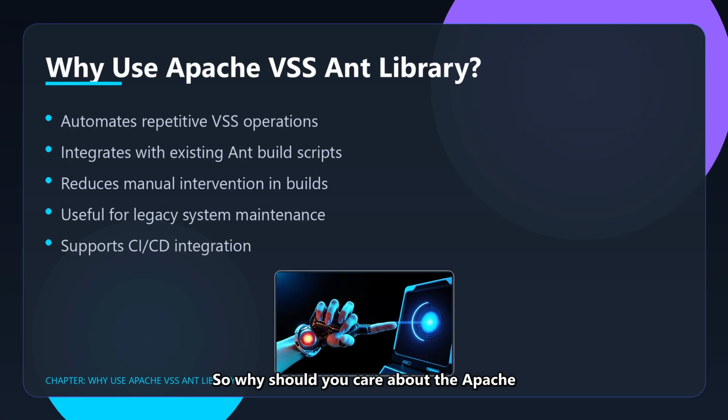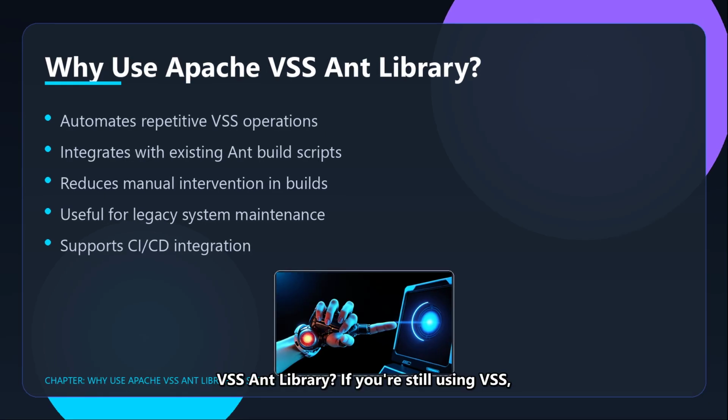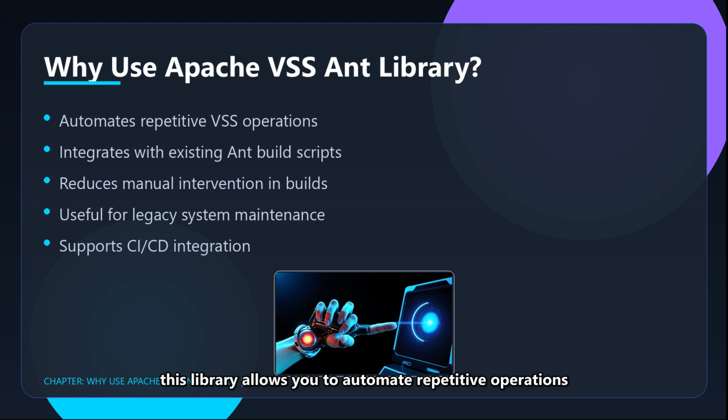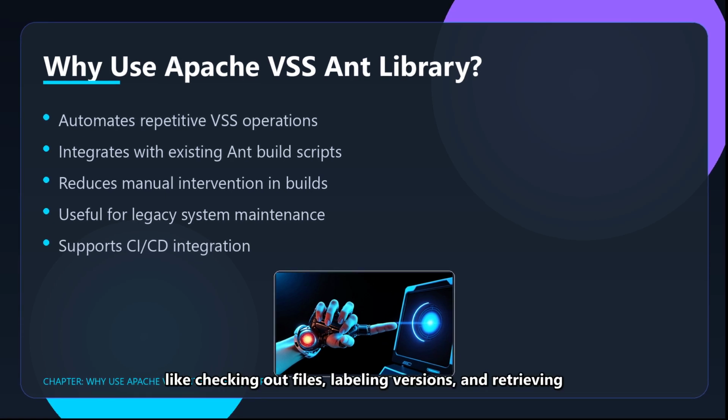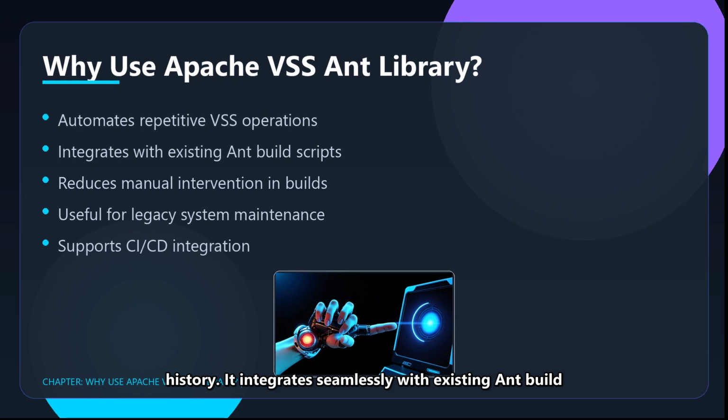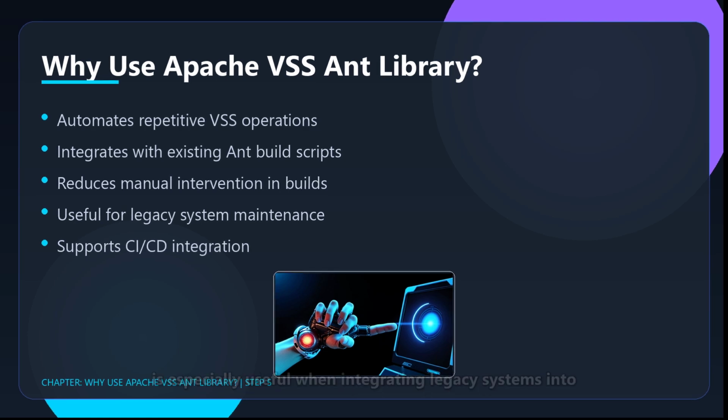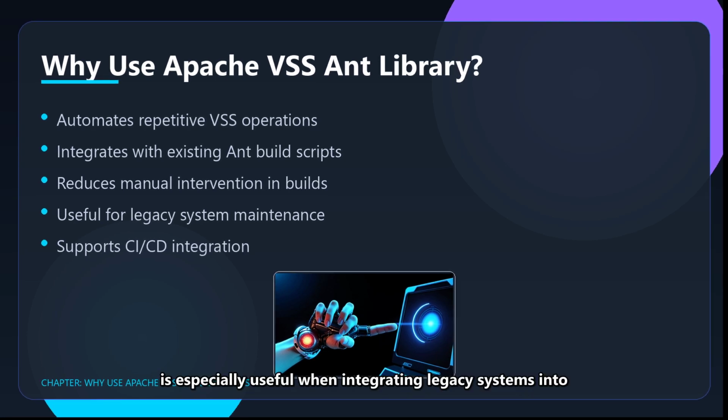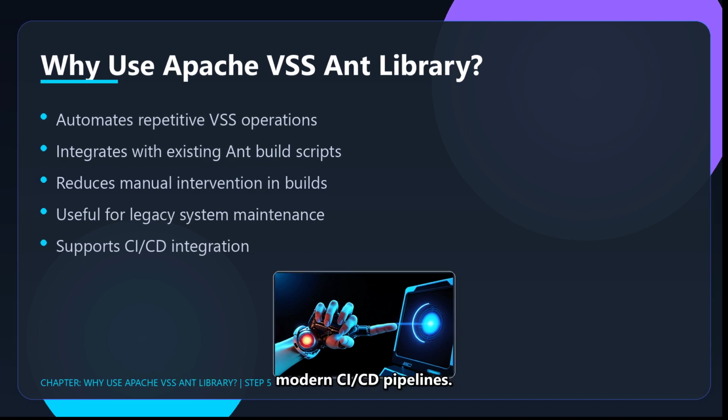So why should you care about the Apache VSS Ant library? If you're still using VSS, this library allows you to automate repetitive operations like checking out files, labeling versions, and retrieving history. It integrates seamlessly with existing Ant build scripts, reducing the need for manual intervention. This is especially useful when integrating legacy systems into modern CI/CD pipelines.